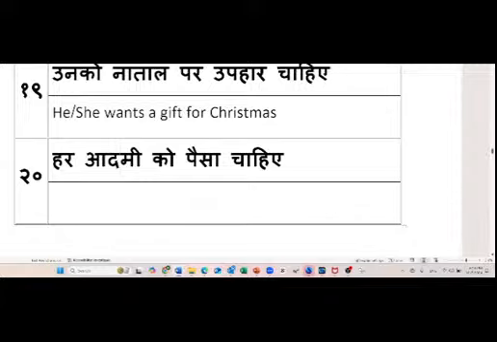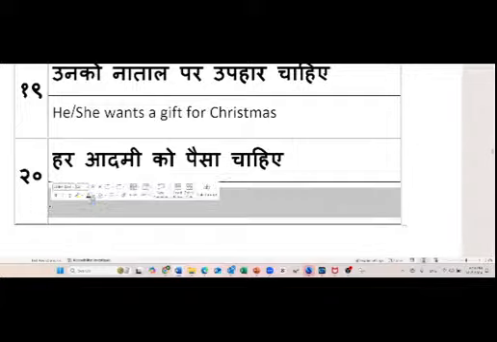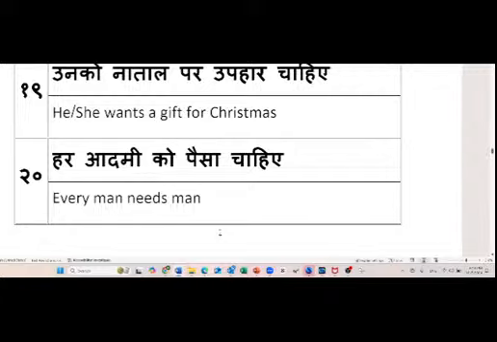हर आदमी को पैसा चाहिए. हर आदमी को पैसा चाहिए, मतलब क्या हुआ प्रहलाद? Every man wants money. Every man wants money, very good. चलो लिखो, every man wants money.